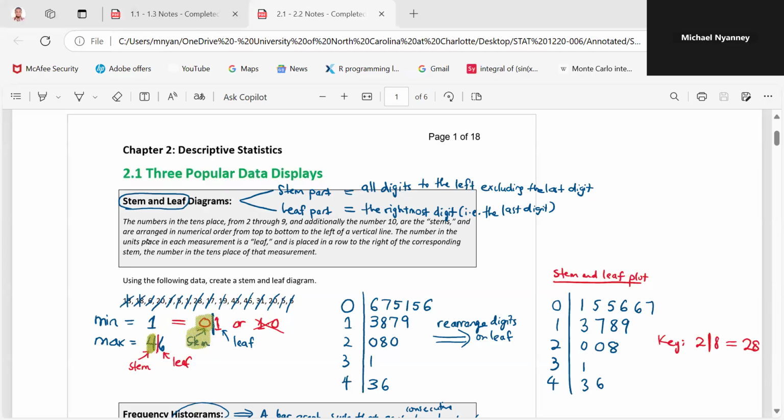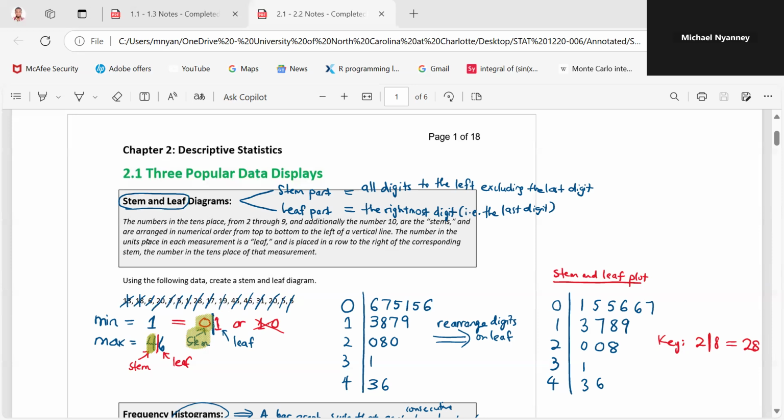Hello, everyone. Welcome to the next section of this lecture. This is chapter 2, descriptive statistics. Just as we've learned in chapter 1 what descriptive statistics is, we want to show what we mean by descriptive statistics. Sections 2.1 and 2.2 will help us understand it.